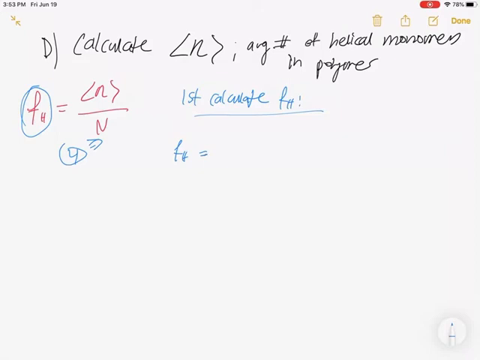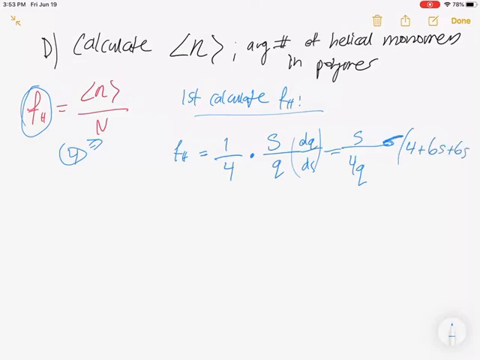Now to solve this problem, you need to use this formula. And I'm just going to plug in the numbers. So 1 over n, which is 4, times s over q, the partition function. And this is basically, you take the differential of that, which if you solve that, it would be s over 4q times sigma multiplied by 4 plus 6s plus 6s squared plus 4s cubed.